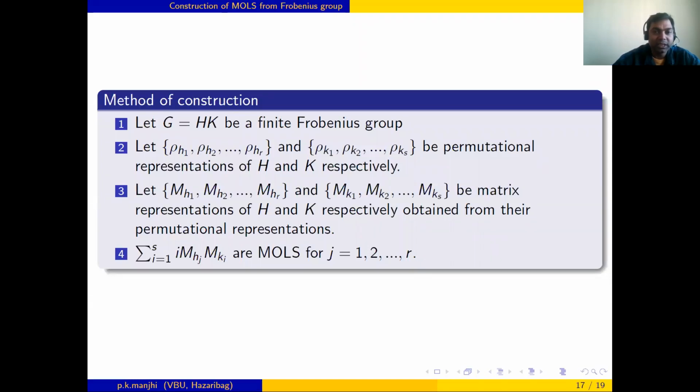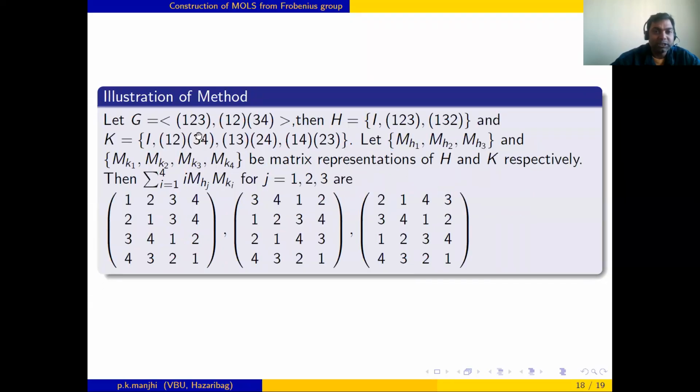I will just illustrate this method. Suppose G is this group generated by these two elements, and in this case the kernel is like this, the complement is like this. Then MH1, MH2, MH3 are the matrix representations of the elements of H, and MK1, MK2, MK3, MK4 are the matrix representations of the elements of K respectively. Then we have these three, each of order 4. So we get all the classes by this method also. This is the illustration, and we can verify the result.